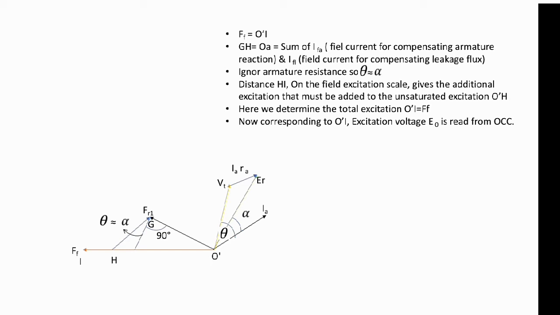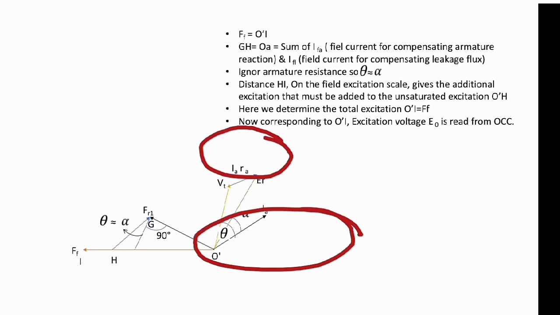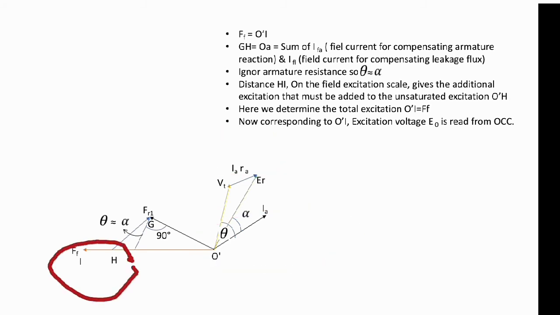Ignore armature resistance. If we ignore armature resistance, then theta equals alpha. It is the distance HI. Important one: this distance, on the field excitation scale, gives the additional excitation that must be added to the unsaturated excitation O dash H. So here you see what HI is. HI is the saturation part.